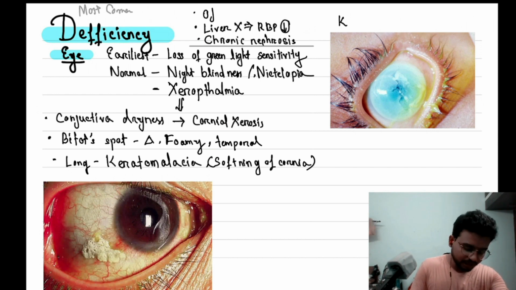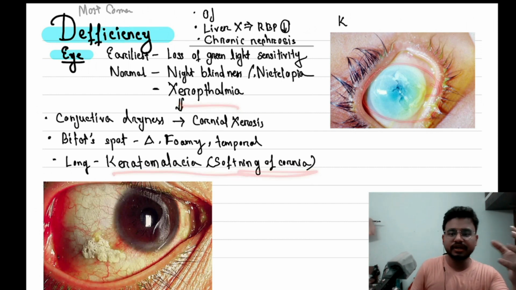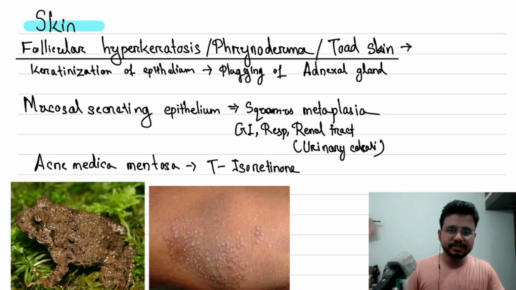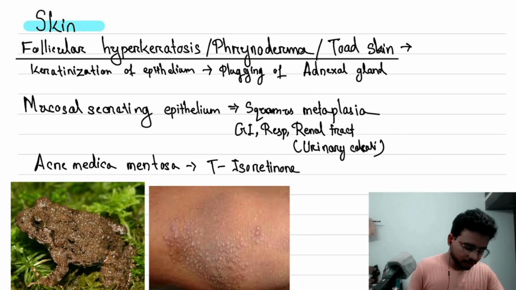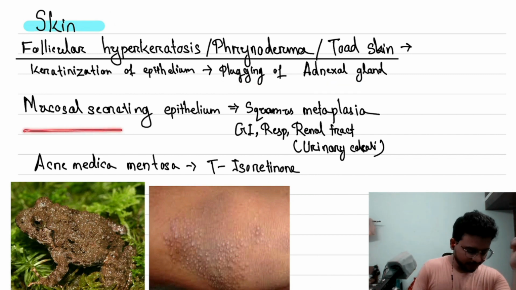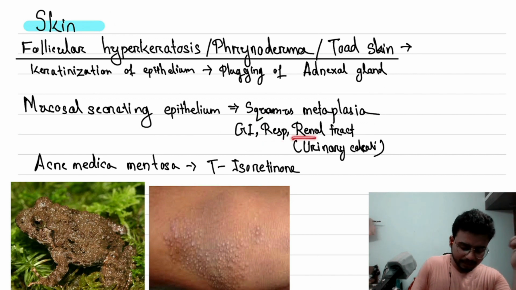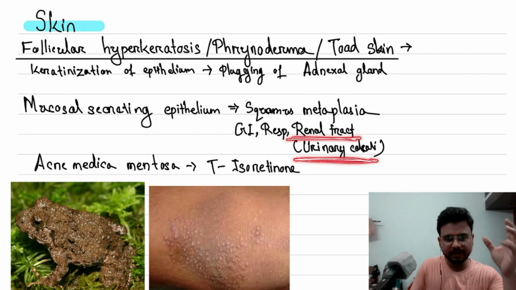Long term xerophthalmia causes keratomalacia, the softening of the cornea. Here we can see the cornea is softened and dried. In skin also, it is the same; it causes dryness and keratinization. The follicular keratosis, phrynoderma or toad skin, is caused by the keratinization of the epithelium, by which plugging of the adnexal glands occurs. There is also keratinization and dryness of the mucosal secreting epithelium, called squamous metaplasia. It happens in the gastrointestinal tract and respiratory tract, but when it happens in the renal tract, there is a high chance of formation of renal calculi.